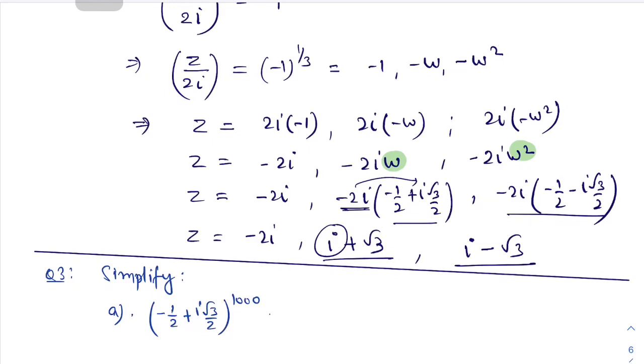We are interested in finding that solution which lies in the second quadrant. Second quadrant means the real part must be negative and the imaginary part must be positive. So by looking at these three complex numbers, this is our required solution, whose real part is negative and imaginary part is positive. So the final answer is minus root 3 plus iota.